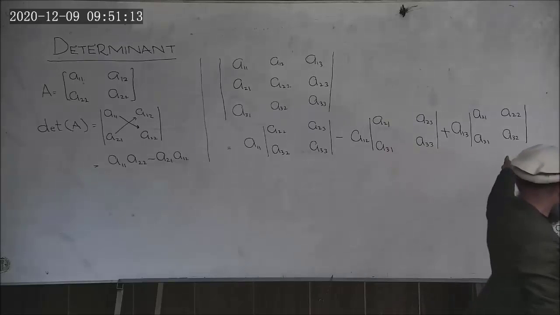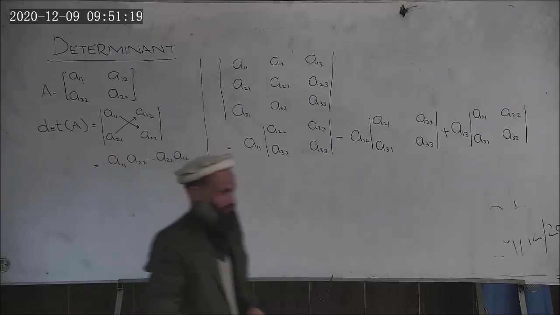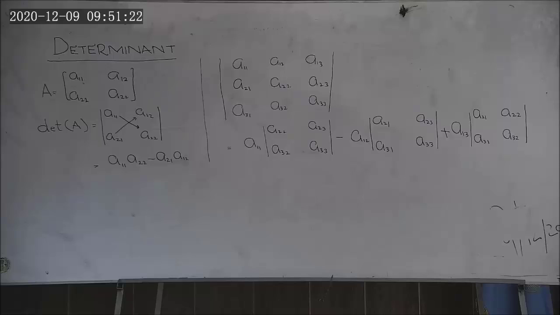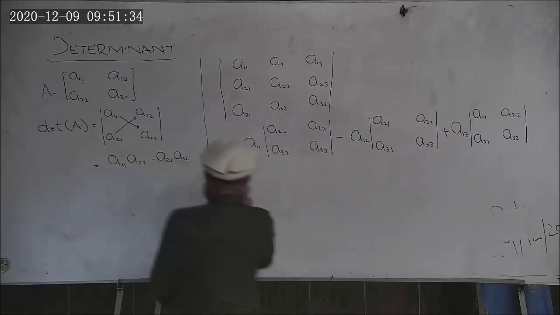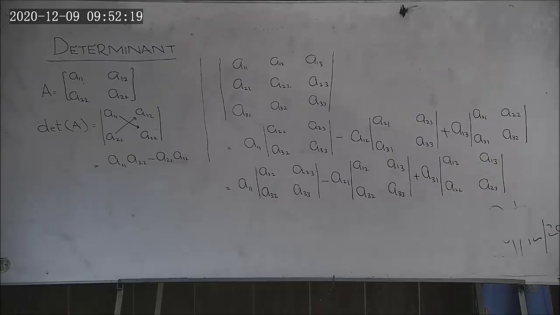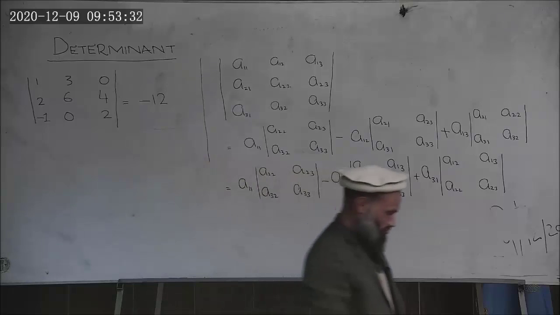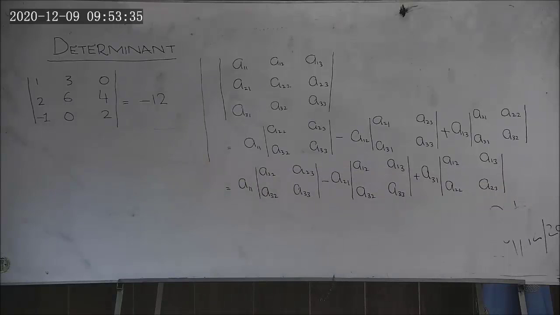These determinants of 2 by 2 matrices can be computed in this way. We call it expanding the determinant by the first row. We can even expand it by the second row, by the third row, or even by columns. So this is how we define the determinant of a 3 by 3 matrix. Please compute the determinant of this matrix. Minus 12. Some of you have computed it. So you know how to compute the determinant of matrices.